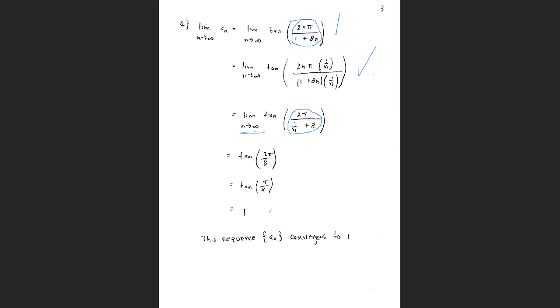And what's going to happen to this angle? Well, what happens to 1 over n as n gets large? What does 1 over n approach? It goes to 0. And so when you take the limit, you're going to get the tangent of 2 pi over 8. Thank you, Rodrigo. You know, the tangent of 2 pi over 8 is pi over 4. The tangent of pi over 4 is 1. And so our sequence will converge to 1.